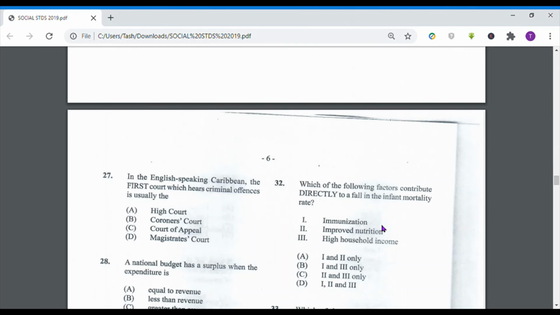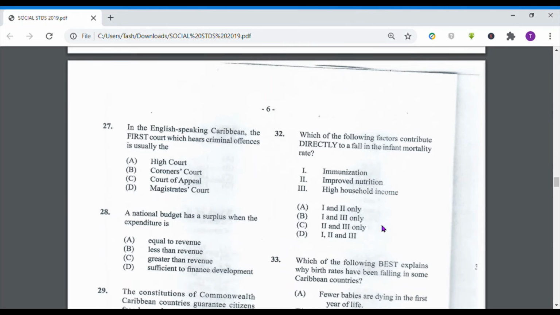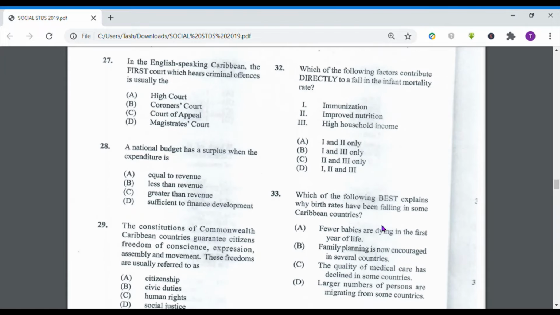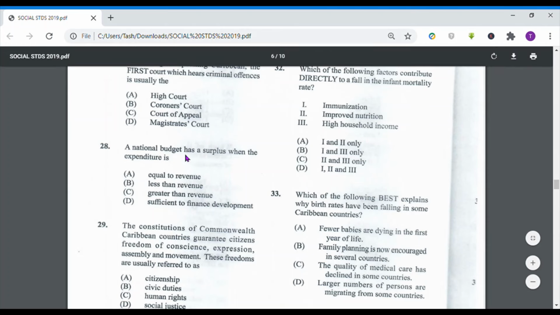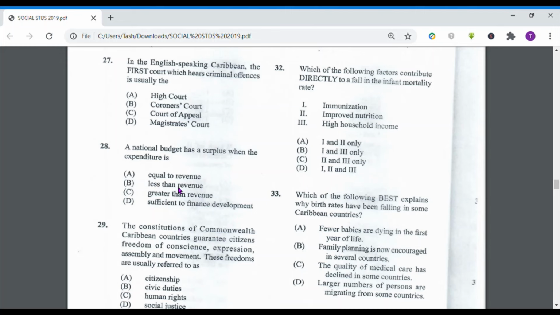For number 28, a national budget has a surplus when the expenditure is. So surplus means that you have more, you have some left. And expenditure is what you are spending. Revenue is what you are getting. So you will only have more, which is a surplus, if you are spending less than what you are getting. So a national budget has a surplus when the expenditure is less than the revenue. So your answer for number 28 would have been letter B.